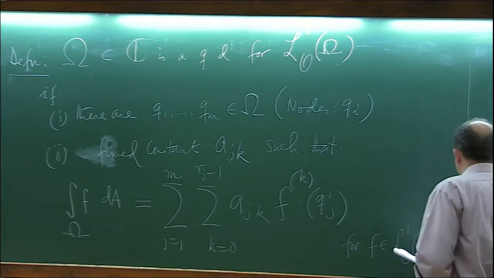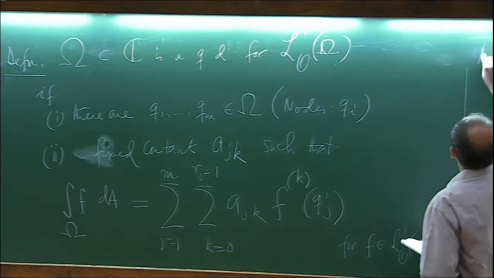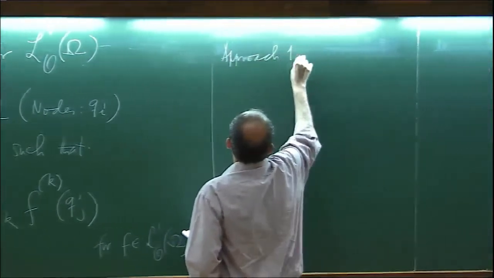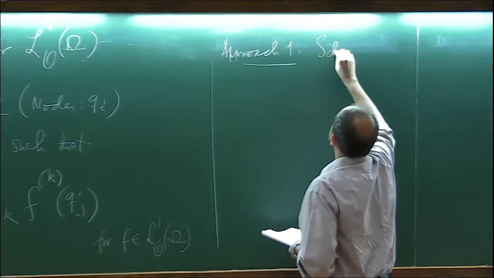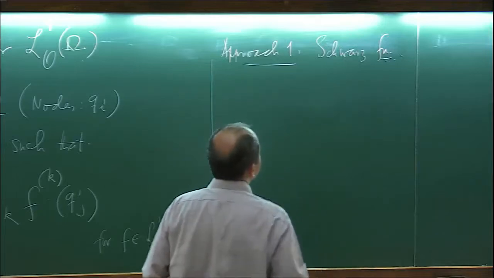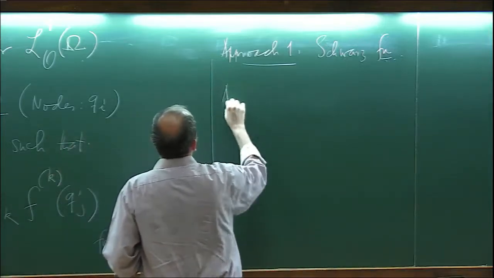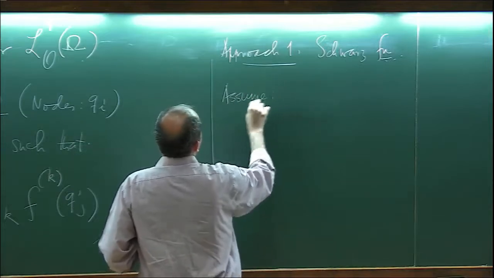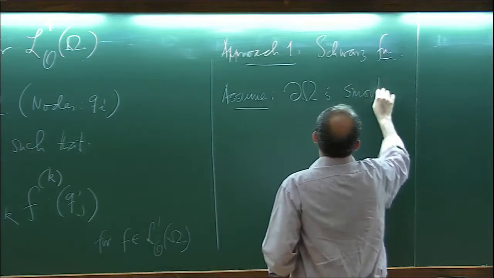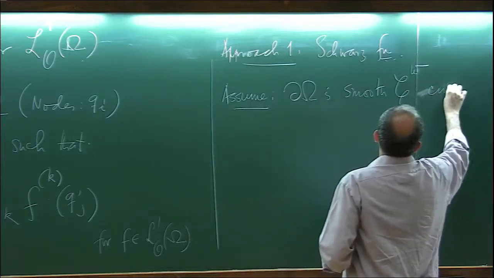Okay. So last time I said we will focus on one approach to understanding these. This was using the Schwarz function. Let me quickly recall what this was. So I'm going to assume that the boundary of omega is a smooth real analytic curve.